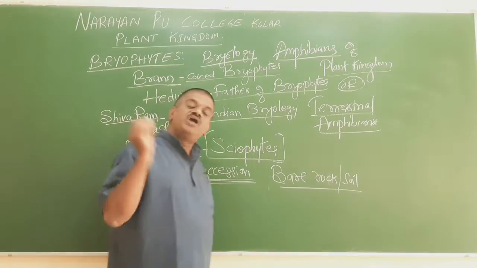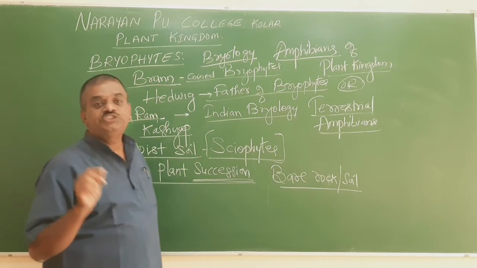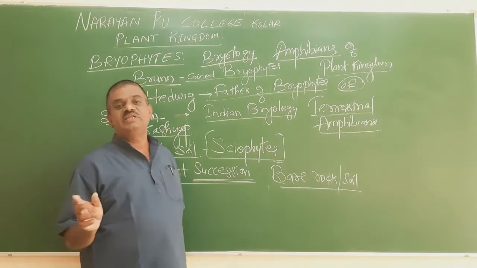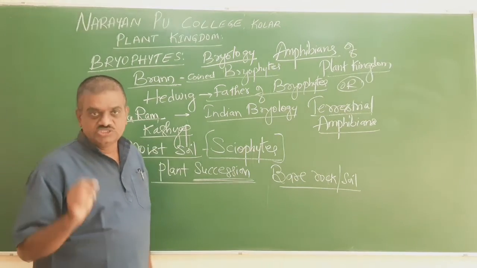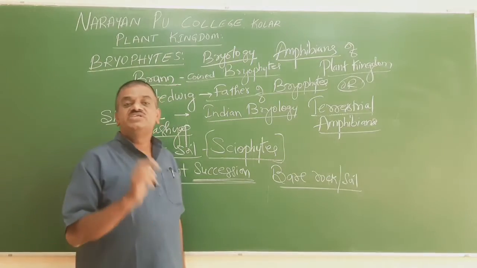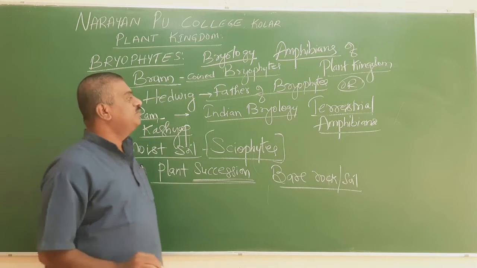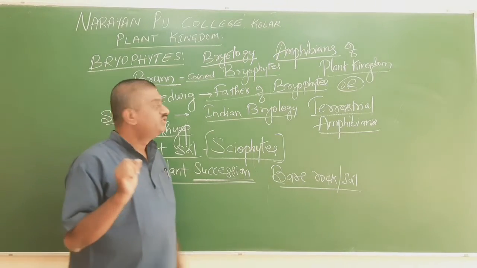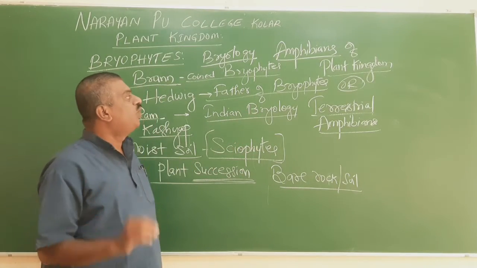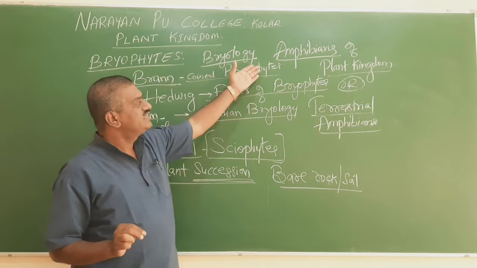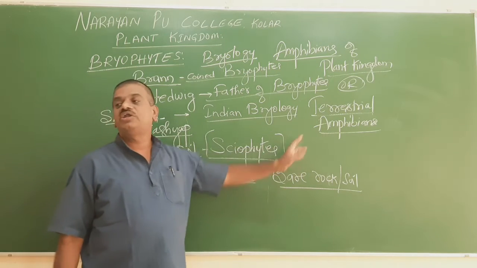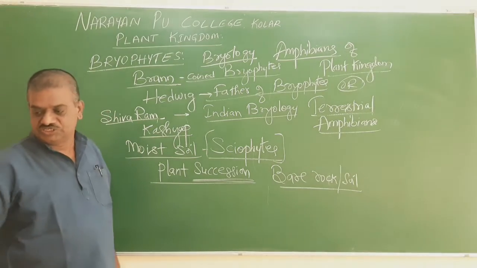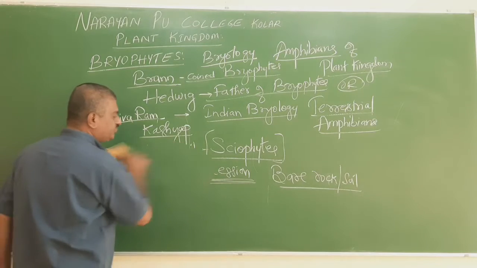Once in the moist soil, the plant grows for the sexual activities. For the transfer of the male gamete to the female gamete, they require water. So water is required for the sexual activities. They grow on moist soil, hence they are called amphibians. For sexual reproduction, water is required. So we call it amphibians of the plant kingdom, or terrestrial amphibians. So we go for the next one.